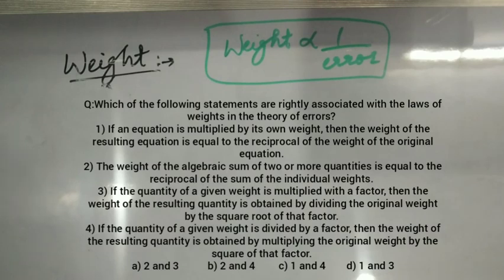That says if an equation is multiplied by its own weight, then the weight of the resulting equation is equal to the reciprocal of the weight of the original equation. And if the quantity of a given weight is divided by a factor, then the weight of the resulting quantity is obtained by multiplying the original weight by the square of the factor.